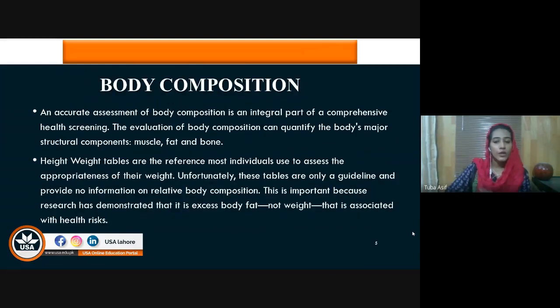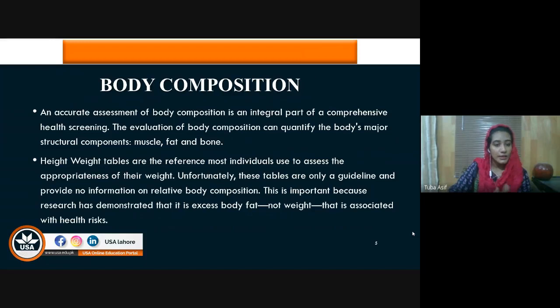So now, body composition. An accurate assessment of body composition is an integral part of a comprehensive health screening. As we know, the evaluation of body composition is very important, and it can be quantified by the main structural components like your body muscle, your fat content, and your bone structures.